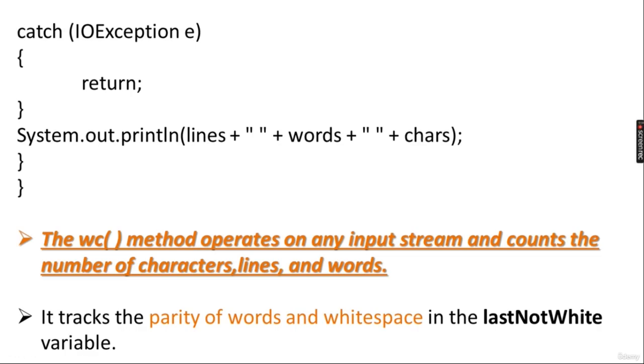Lines, words, and characters. The wordCount method operates on any input stream and counts the number of characters, lines, and words. It tracks the parity of words and whitespaces in the lastNotWhite variable.